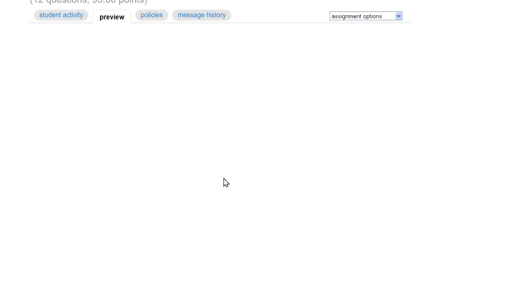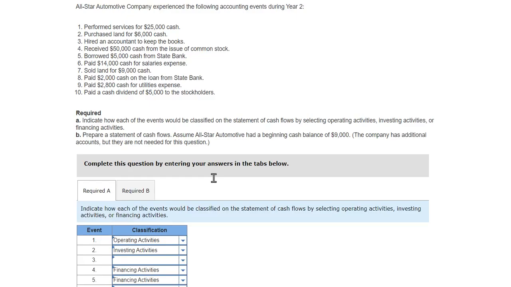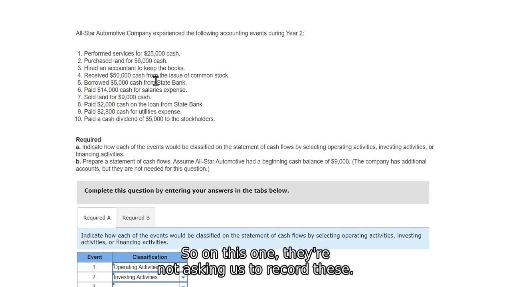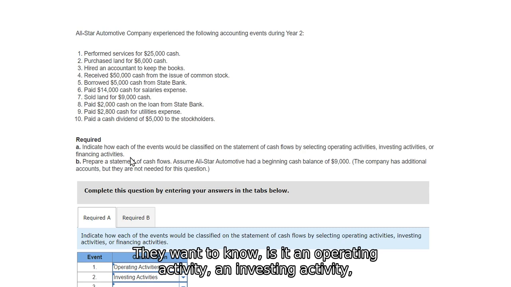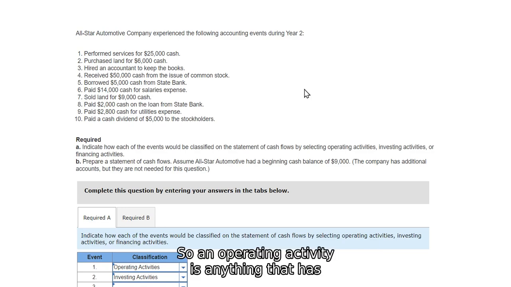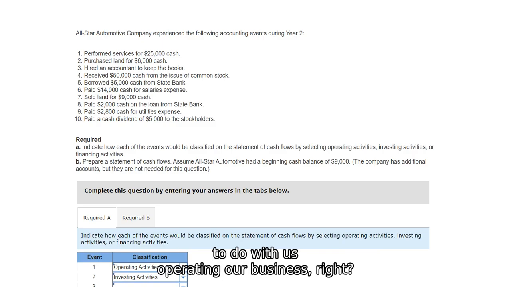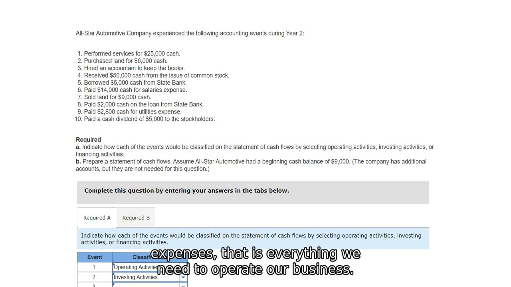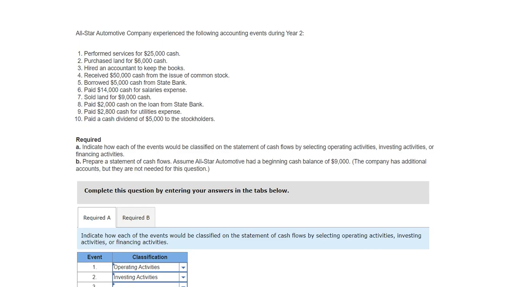All right, number 4. Okay, so on this one, they're not asking us to record these. They want to know, is it an operating activity, an investing activity, or a financing activity, right? So an operating activity is anything that has to do with us operating our business, right? The sales, the revenues that we take in, when we buy supplies or we pay for expenses, that is everything we need to operate our business.